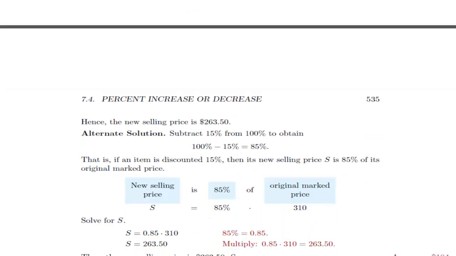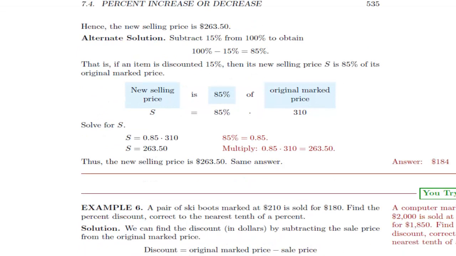Alternate solution. Subtract 15% from 100% to obtain 85%. That is, if an item is discounted 15%, then its new selling price, S, is 85% of its original marked price. So the new selling price, S, is equal to 85% of, or times, the original marked price of $310.